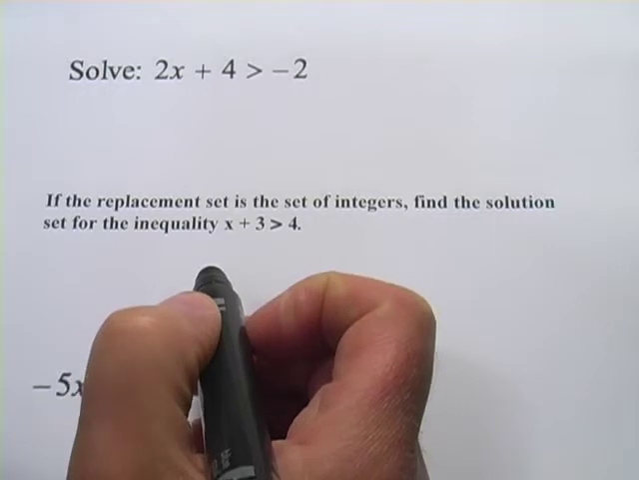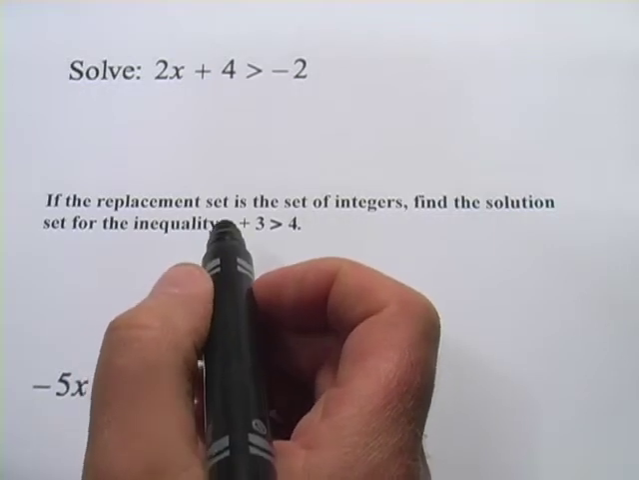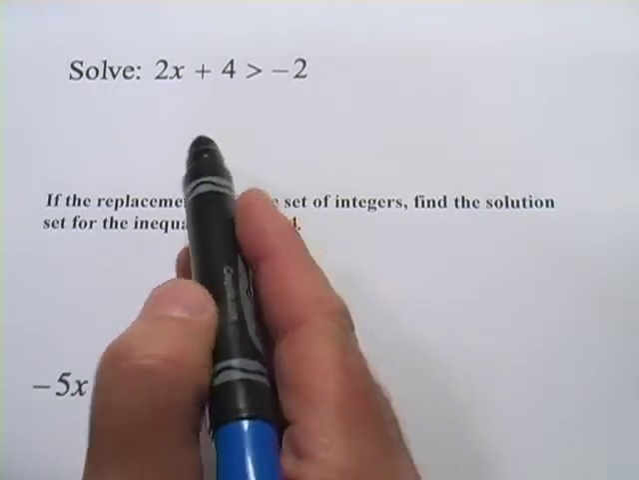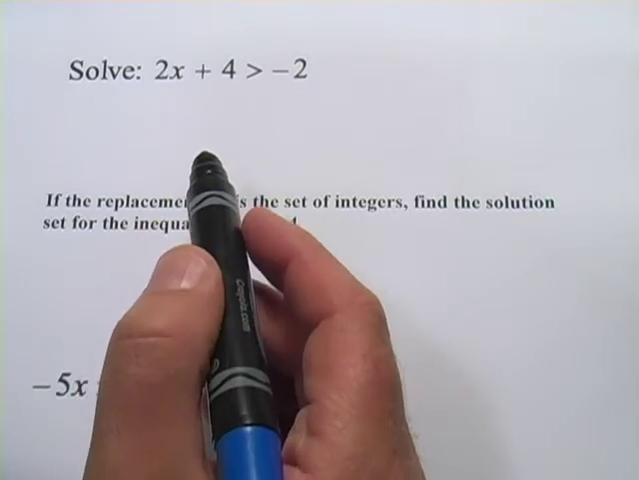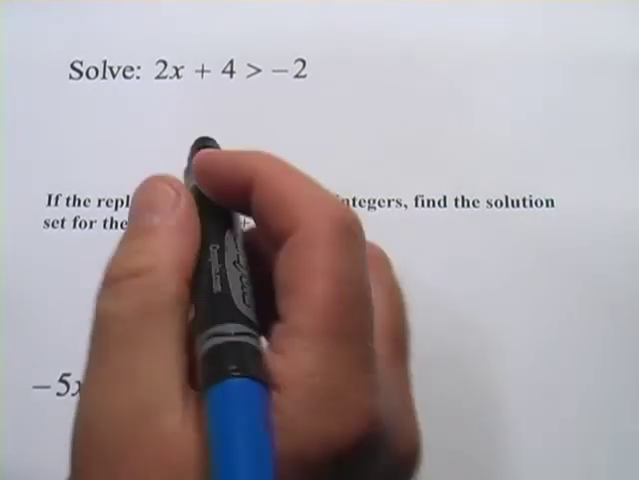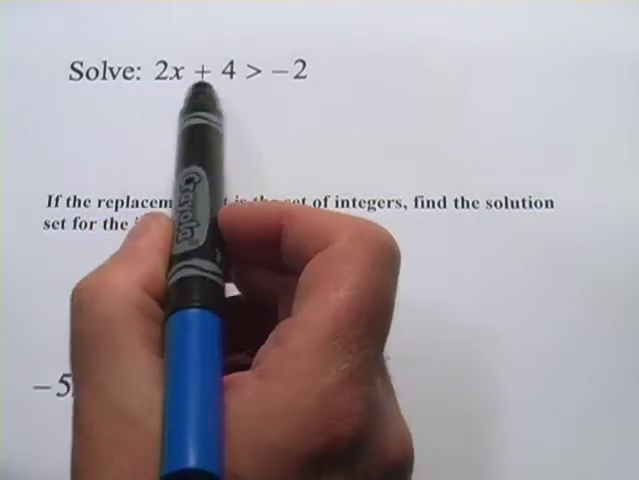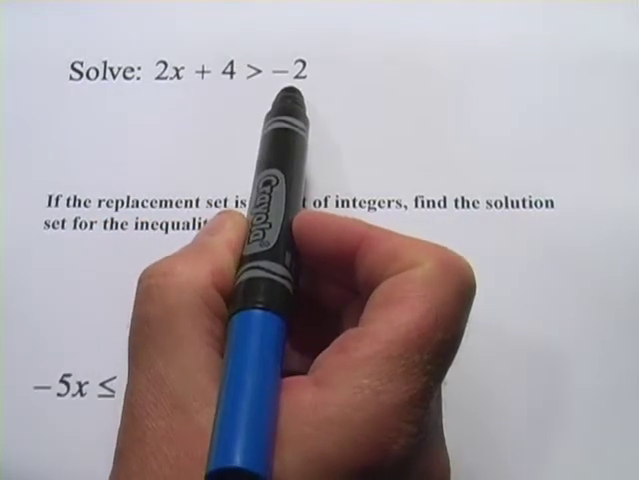In these problems, we're solving some inequalities. And this is a lot like solving equations. There are just a few little tricks you need to know. But let's just start working on these. The first one says solve 2x plus 4 is greater than negative 2.